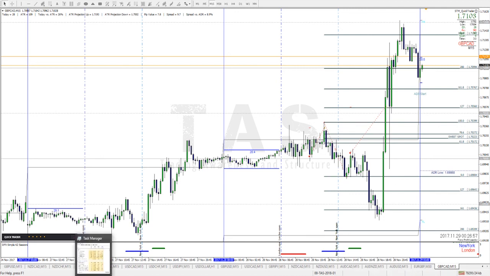But anyway, we're still up 20 pips for the week, even though we won 2 and we lost 4. We're up 20 pips. So talk to you guys tomorrow.